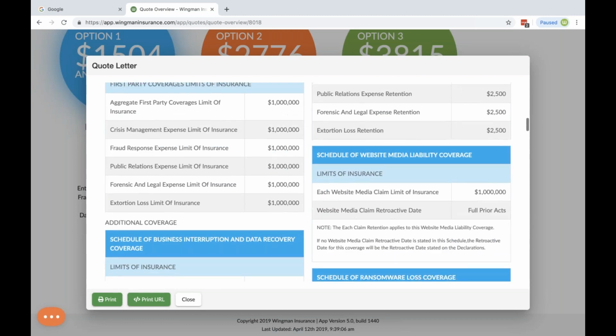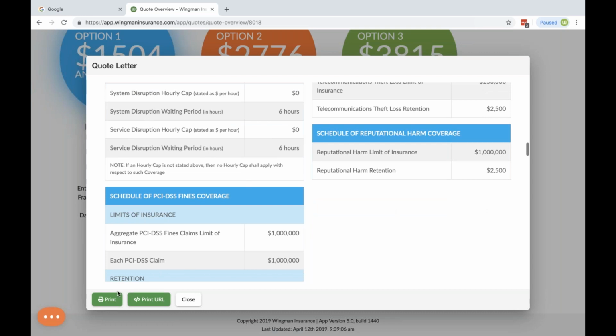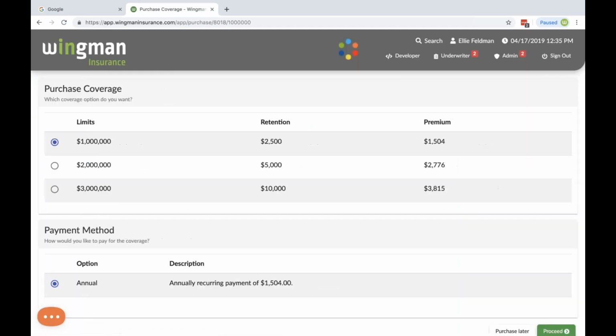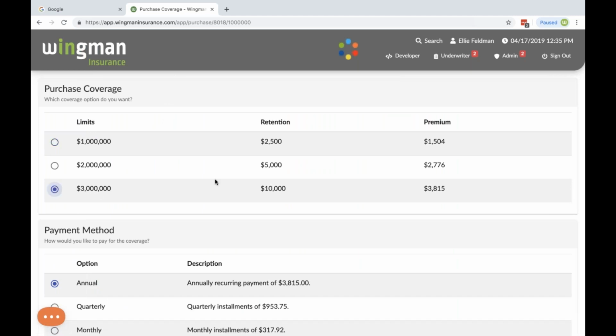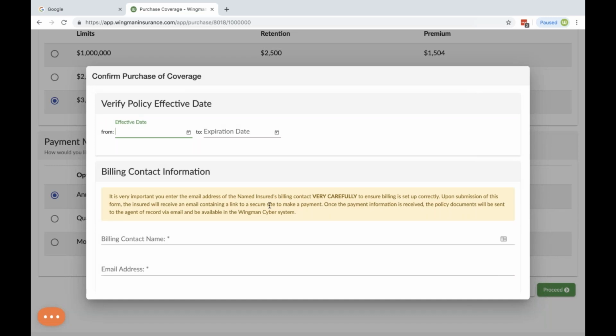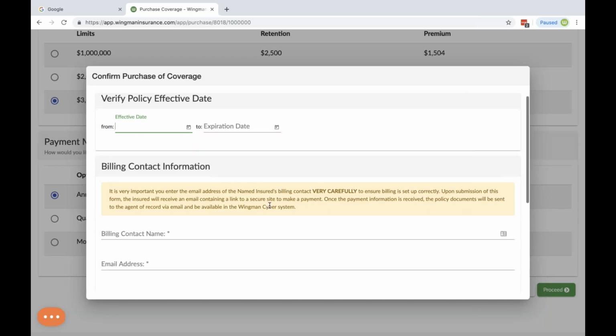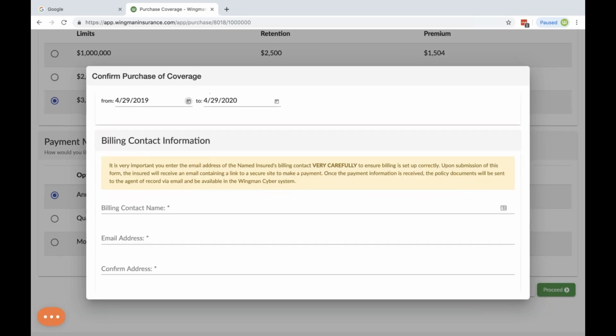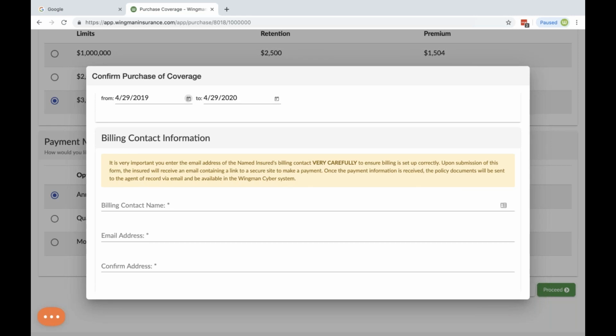So we quote this 1, 2, and 3 million for you, okay? And once we do that, and the client says to you, we're ready to buy, all you do is hit purchase coverage. And you'll see we offer 1, 2, and 3 million. And anything over $2,500, we offer you installments. Anything under is an annual premium. You say the insured is ready to buy. You put the effective date in. What's cool about what we do is we offer 6 to 18-month policies. So you do have an option.